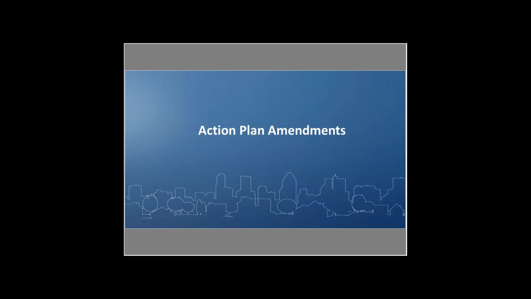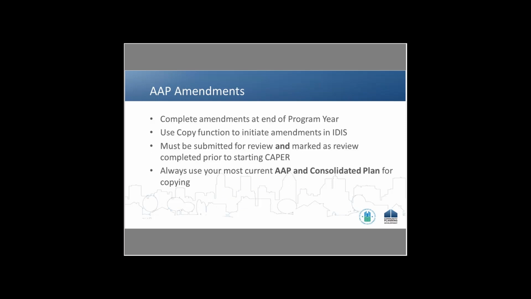Okay, let's move on to action plan amendments, for those of you who may be looking at making amendments to your 2017 action plan. We're going to start here with a couple of tips and tricks as you're thinking about amendments. We recommend that you try to complete all of your amendments at the end of your program year, and you use the copy function in IDIS to initiate those amendments. You'll copy the action plan that you're amending, your current year action plan, make a new version of it, and make the amendment.